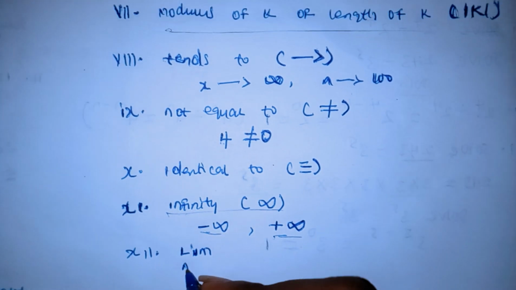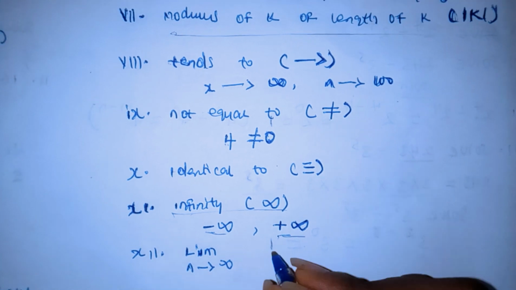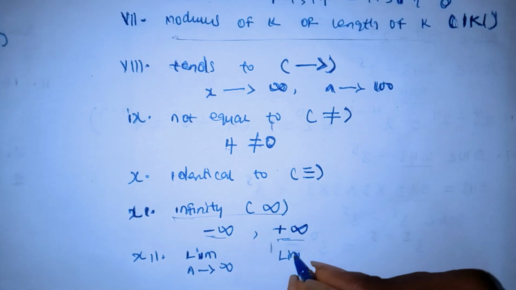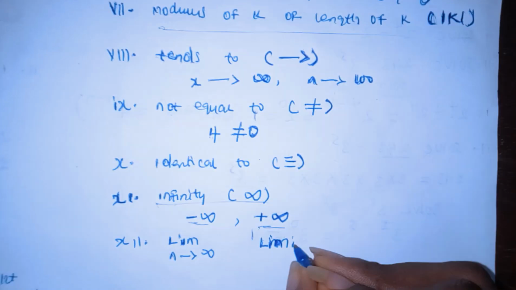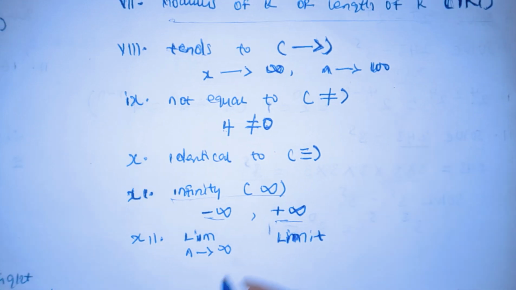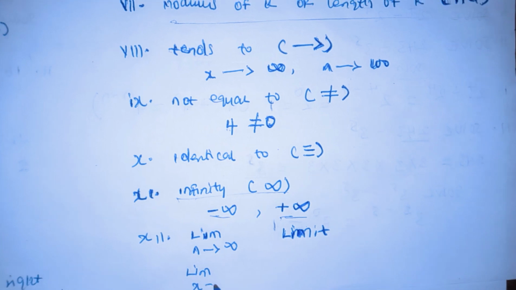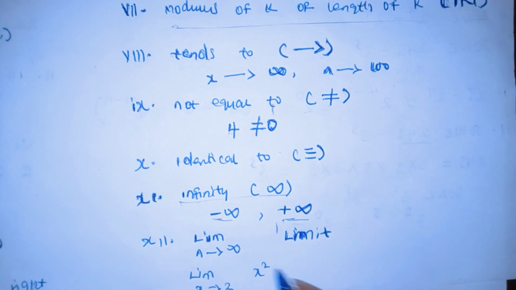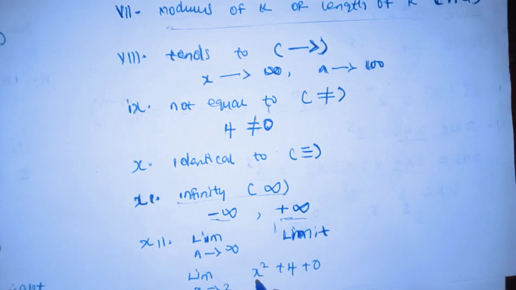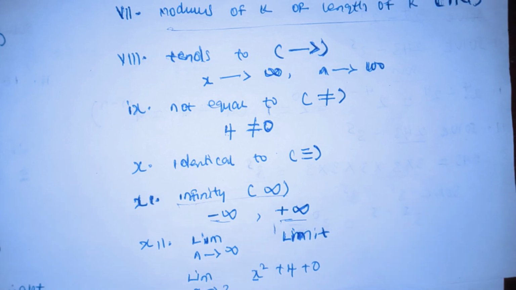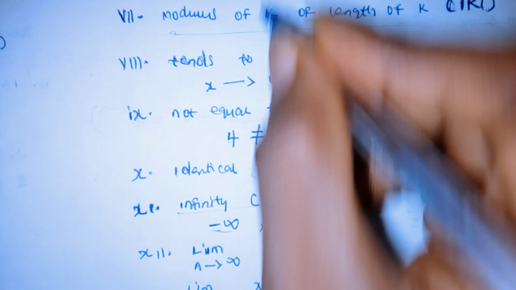Limit, n tends to infinity. This thing means this, and remember, it is under limit. I'm sorry I didn't write the name before giving you the symbol. When a question comes under a limit, I will tell you s tends to 2, s squared plus 4 plus 0. This thing means that anywhere you see s, you put 2, because s is tending to 2. Limits and tends to go hand in hand.